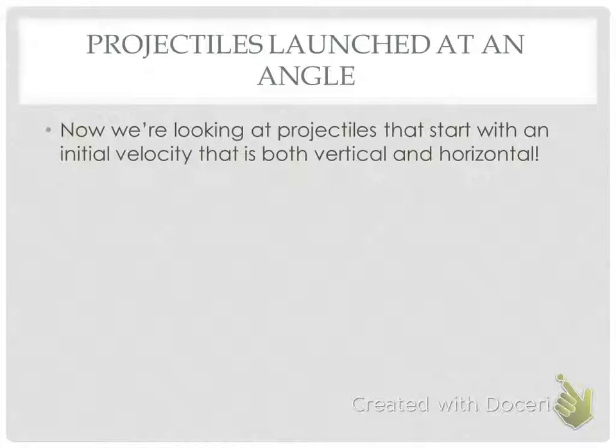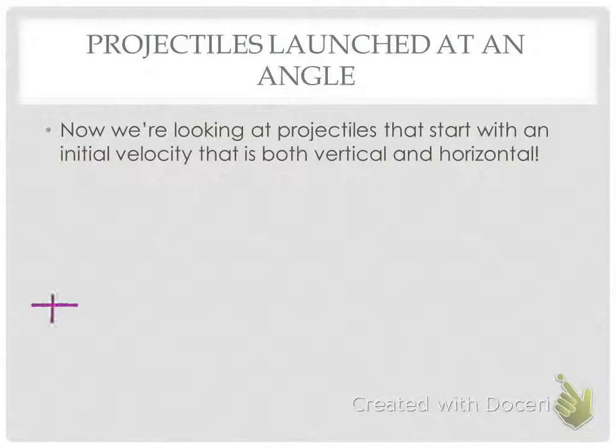Okay, so we're going to start looking at projectiles in which we launch at an angle. These are things that leave with both a horizontal initial velocity and a vertical initial velocity. So now they have both. The ones we've looked at so far have only had a horizontal initial velocity. These have both horizontal and vertical.